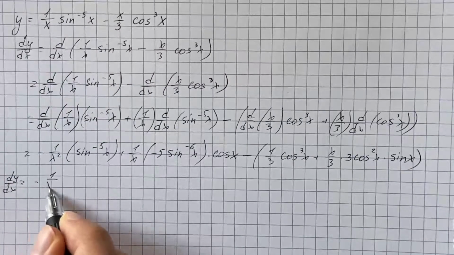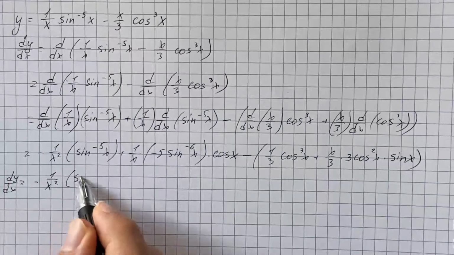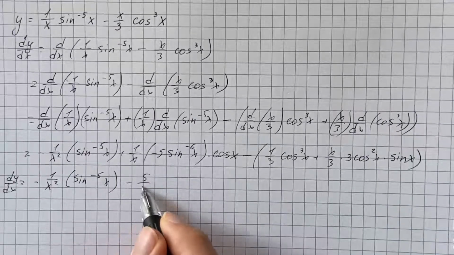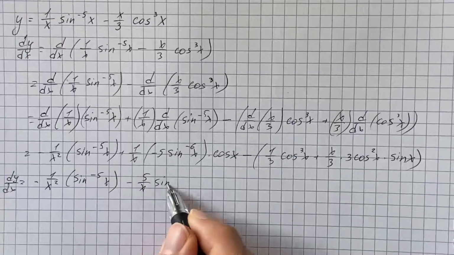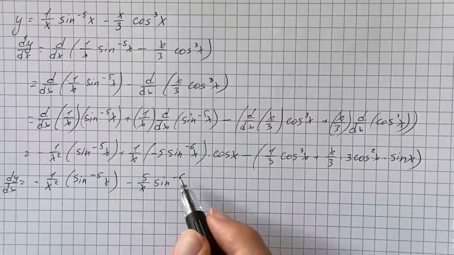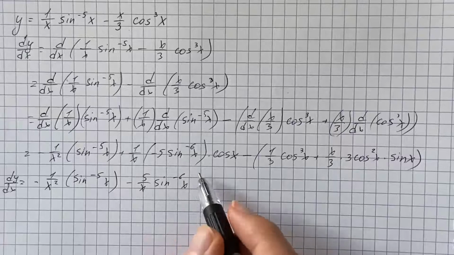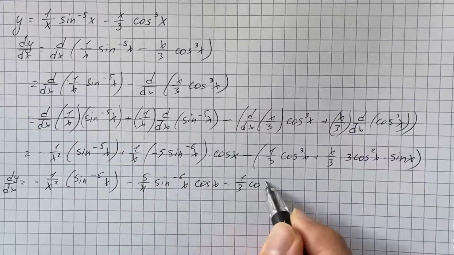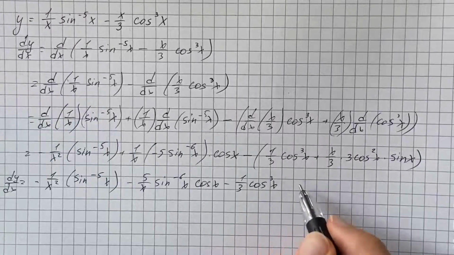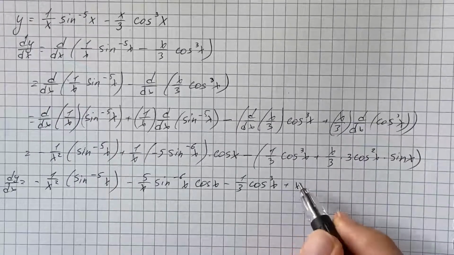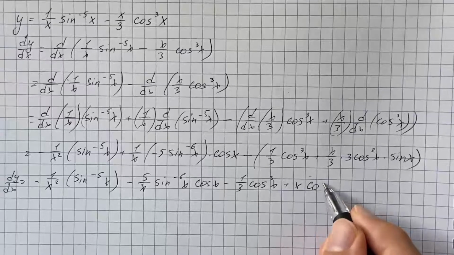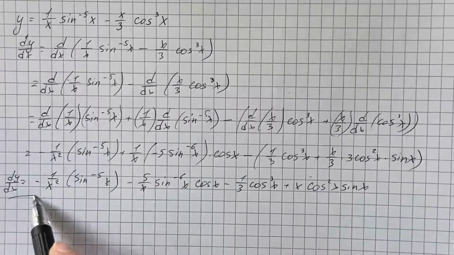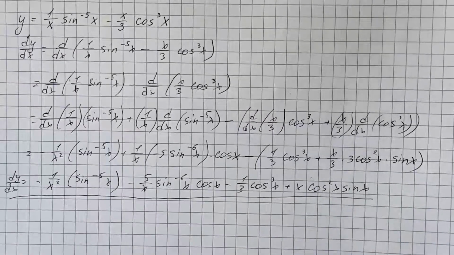negative 1 over x squared times sine to the negative 5 of x, minus 5 over x times sine to the power negative 6 of x times cosine of x, minus 1/3 cosine cubed of x plus x times cosine squared of x times sine of x. That's the derivative of the given function.